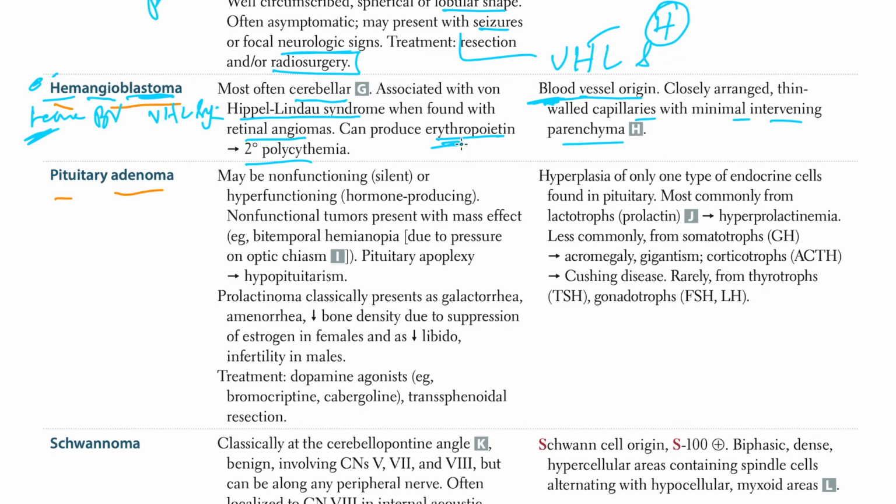Heme, with a heme, you can think about secondary polycythemia due to EPO release. So these tumors that release EPO cause secondary polycythemia, increasing hematocrit. And that's the heme. So heme, again, EPO; blood vessels, meaning blood vessel origin; blastoma, meaning you have a von Harp-Lindau syndrome association. Let's take a look at picture H, in which we have the thin-walled capillaries with minimal intervening parenchyma.